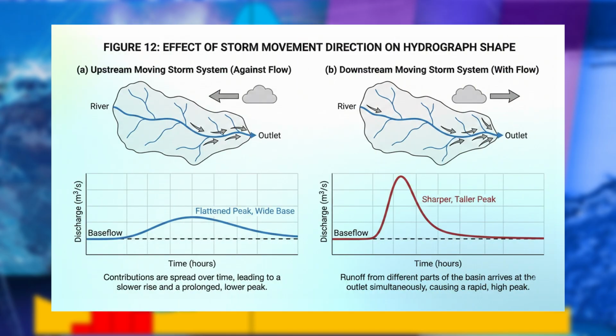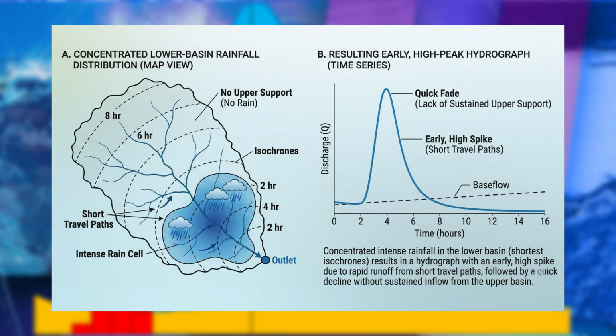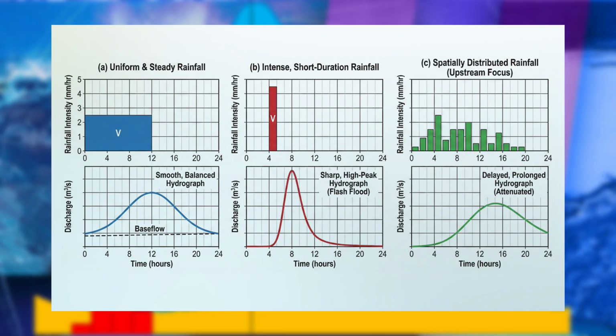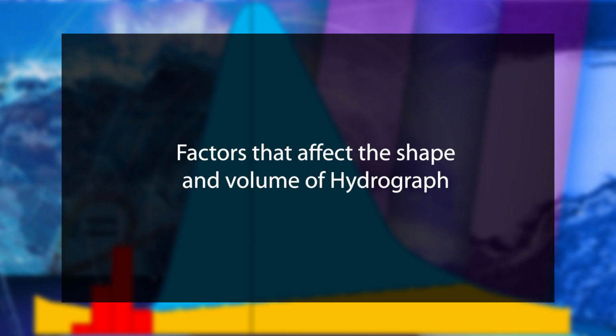Concentrated lower basin rain spikes early and high, but fades quickly without sustained upper support. An upstream-moving storm system spreads contribution over time, flattening the peak and widening the base, while a downstream-progressing one piles water up rapidly for sharper, taller hydrographs. These variations highlight why identical total rainfall yields different floods. There are some other factors that affect the shape and volume of the hydrograph.